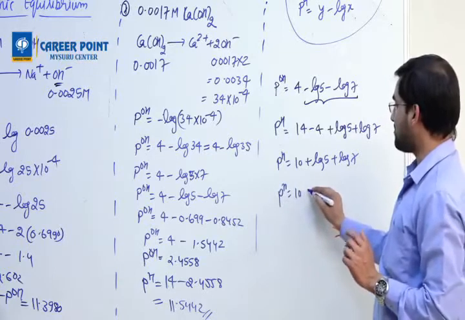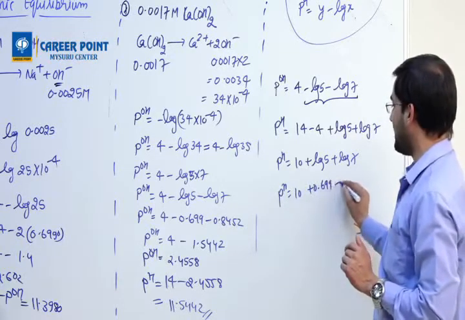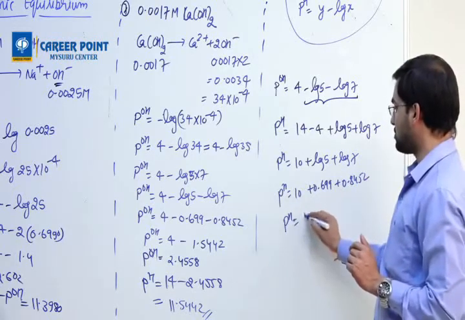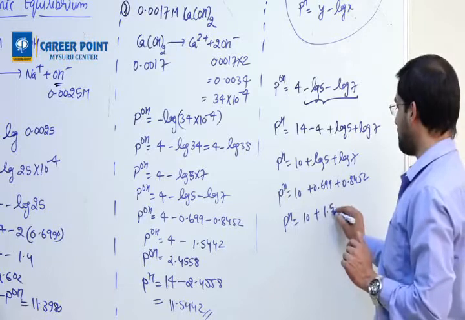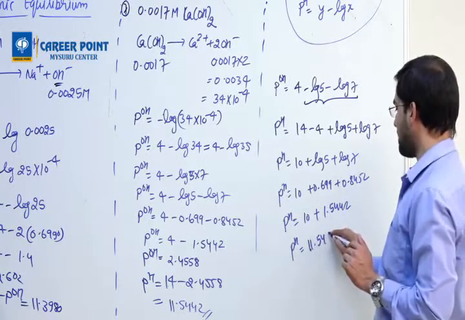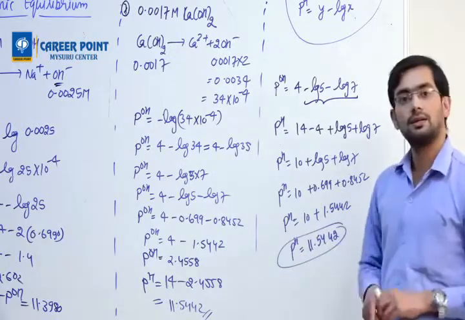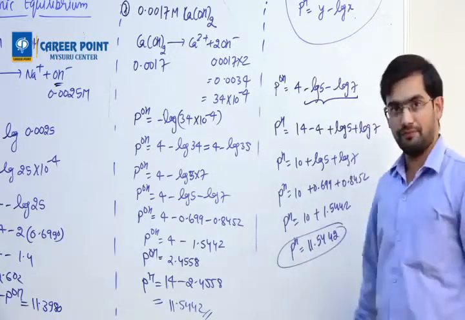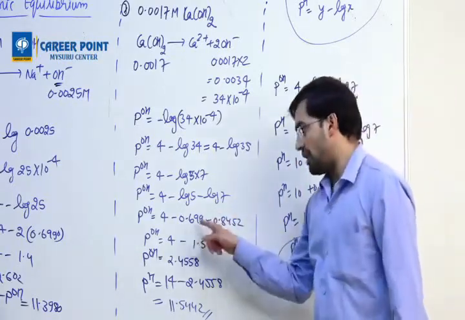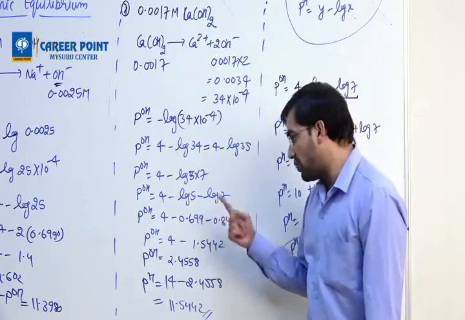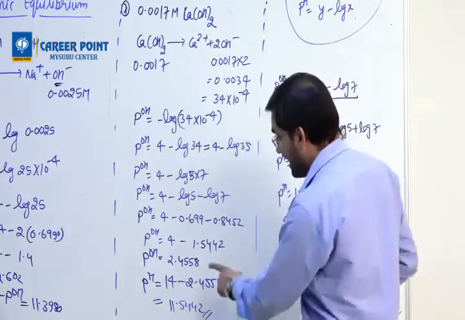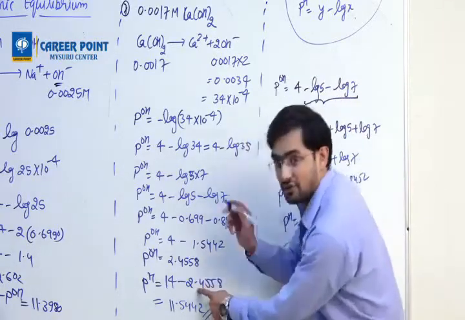pH equals 10 plus 0.699 plus 0.8452. pH equals 10 plus 1.542. pH equals 11.5442. What is the benefit of doing this trick? The benefit here is, you don't have to put the values, you don't have to add them and subtract them. Why I am telling you this is, then that value, what to subtract, again you have to subtract it.